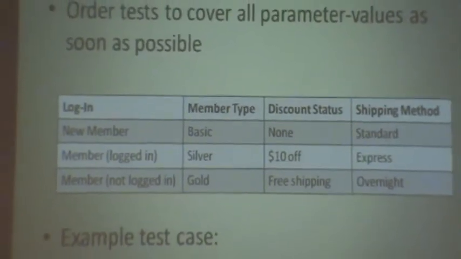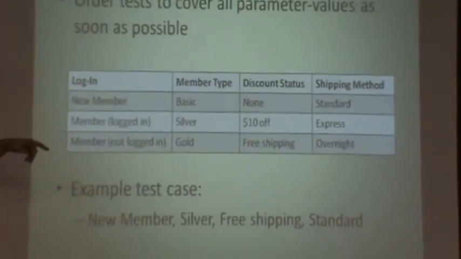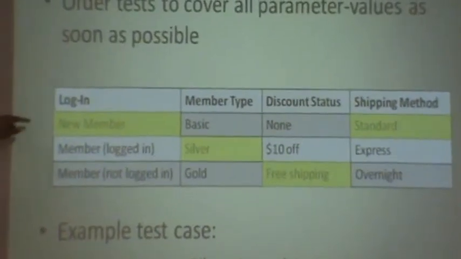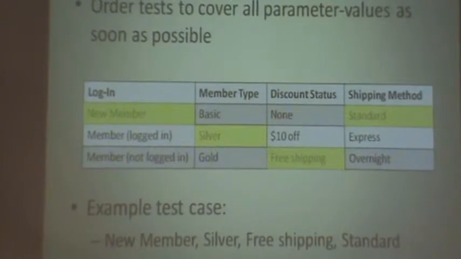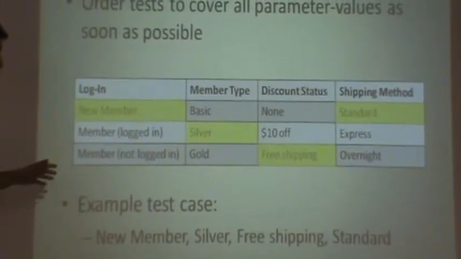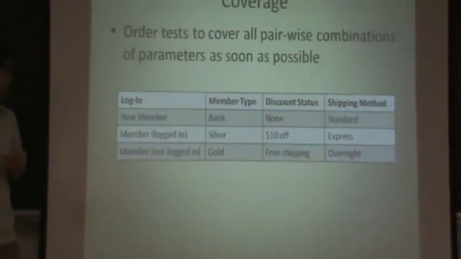So for this example test case, new member, silver, free shipping, and standard, this is the parameter values that it covers. It covers login, new member, member type silver, discount status, free shipping, and shipping method standard. So to cover all of them as quickly as possible, we just need to finish covering the rest of the parameters.